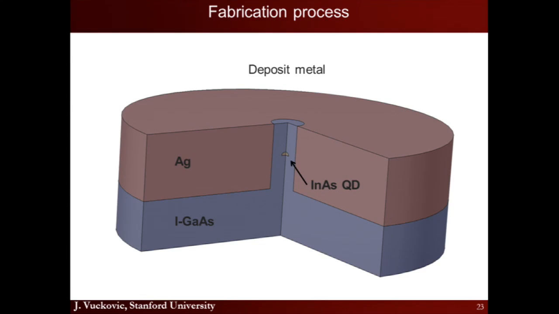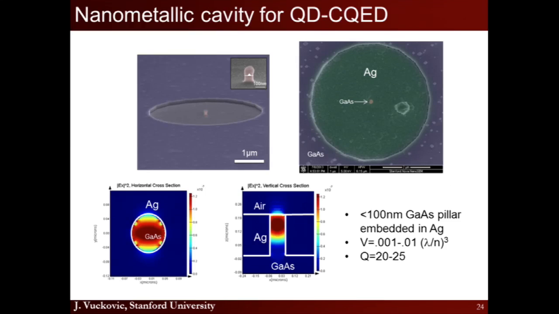So here's how the fabricated structures look like on the top. This is just the pillar, and on the top right is after the silver deposition, and pillar has diameter of around 100 nanometers and contains a single quantum dot inside. Optical mode volume is very small.